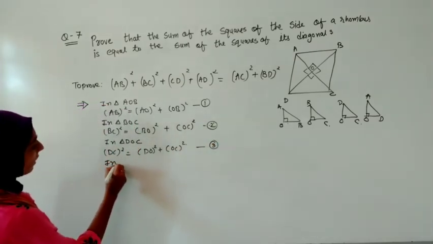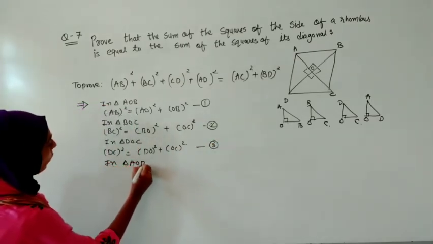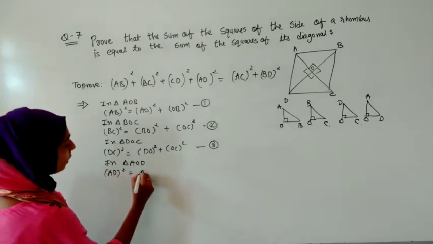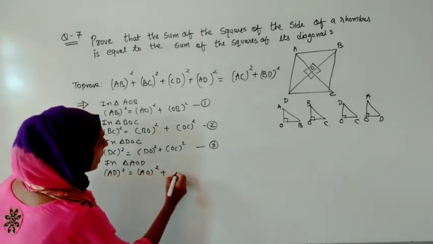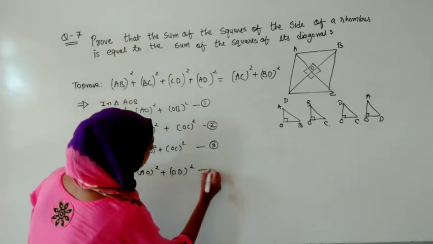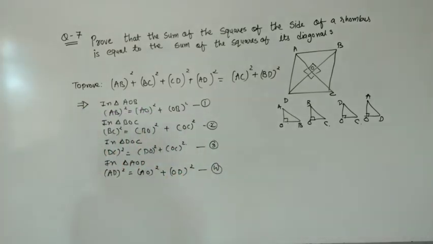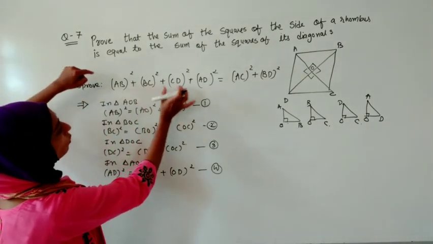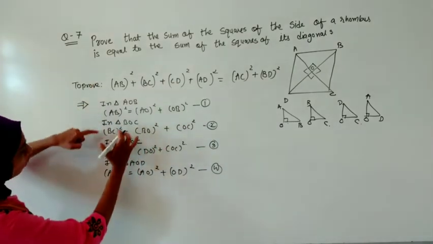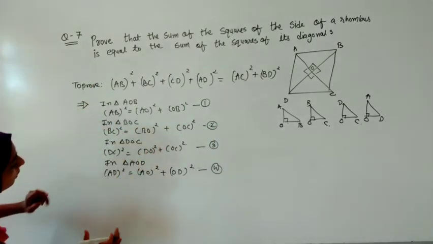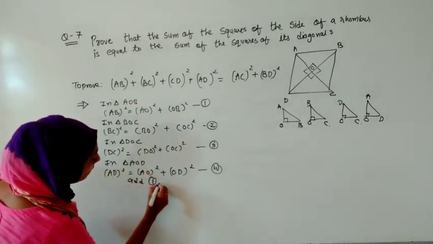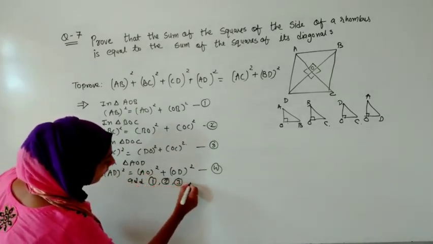And the last triangle is triangle AOD. Let us take the hypotenuse, which is AD square, and that will be equal to AO square plus OD square, and that we will give the name equation number 4. Here, as we can see in our proof, AB square plus BC square plus CD square plus AD square. AB square, BC square, CD square and AD square. We can see over here, so we will add 1, 2, 3 and 4.